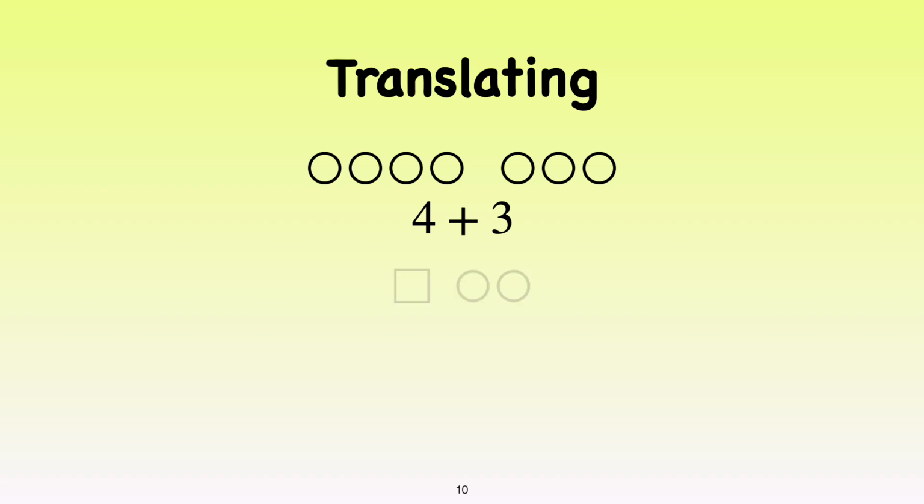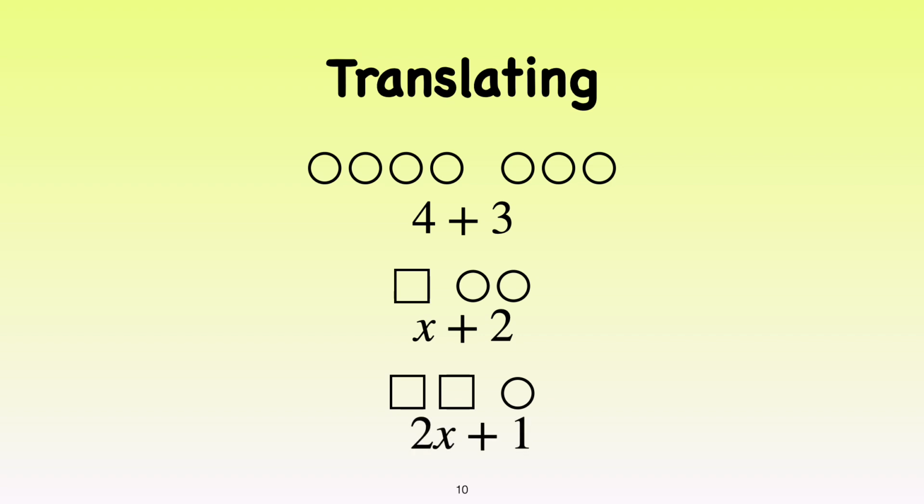Let's do another. A box and 2 circles translates to what? What's the box supposed to represent? An unknown quantity, x. The circles are units, so x plus 2. One more. We have 2 unknowns and 1. What's the expression that represents this one? 2x plus 1.